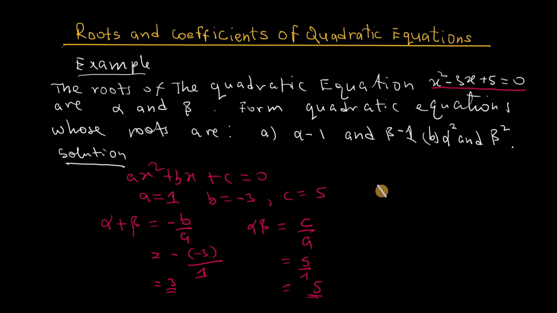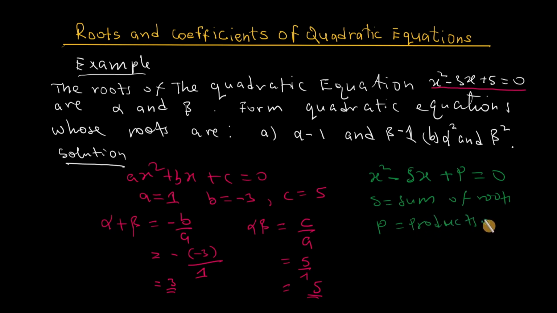Note that the formula to obtain a new quadratic equation is of the form x squared minus sx plus p is equal to 0, where s stands for sum of roots and p stands for product of roots. We will use this formula to obtain the new quadratic equation. The roots of the equation we are required to form are given as alpha minus 1, beta minus 1. The first step is to look for the sum of these roots.